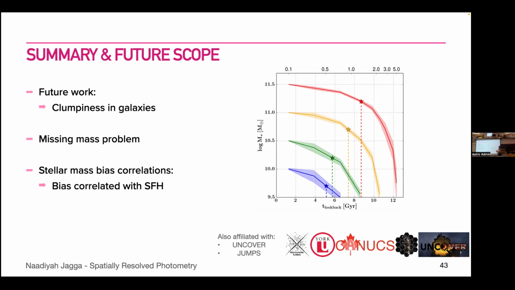The population of young stars. Then the question is, how do these stellar mass curves change? And that is my takeaway. Thanks.